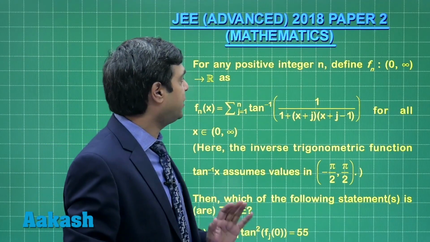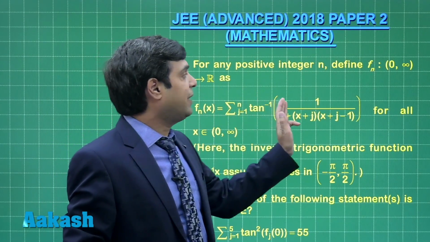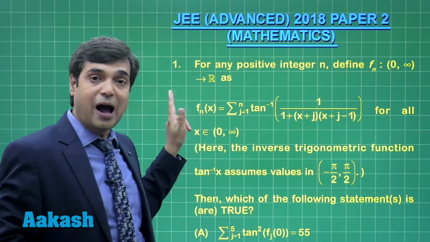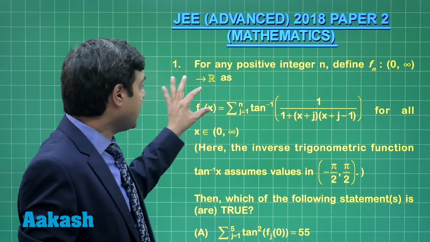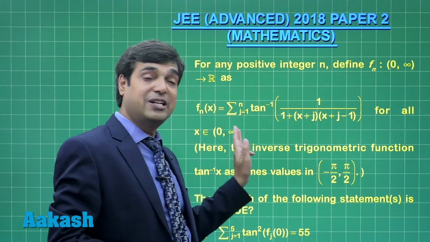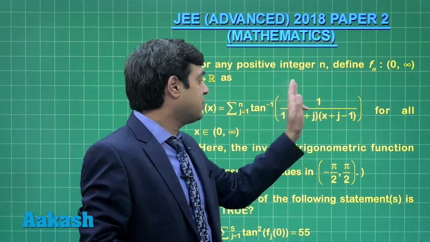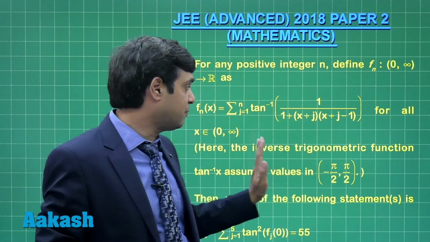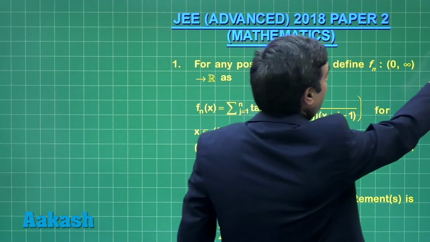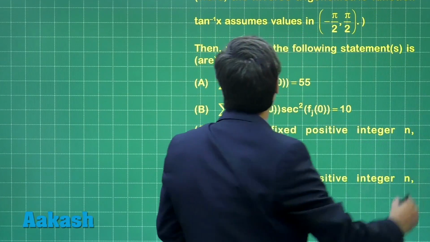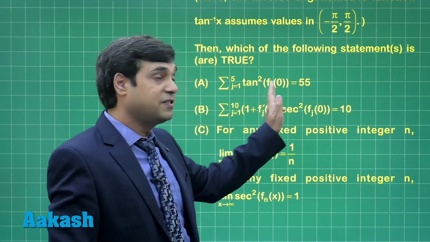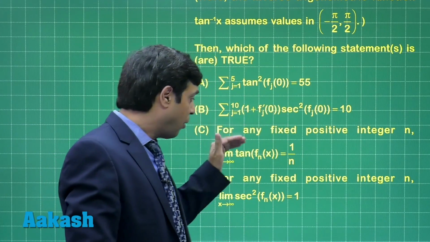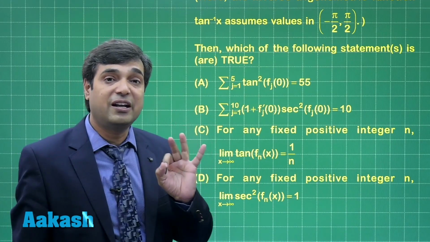So starting with the first question, for any positive integer n, define fn from 0 to infinity to R as fn(x) equals summation over j from 1 to n of tan inverse of 1 upon 1 plus (x plus j) into (x plus j minus 1). Then based on this data, some options are given, like they are asking for summation tan inverse fj(0), or summation 1 plus f dash j(0), or two more options based on the limiting values.